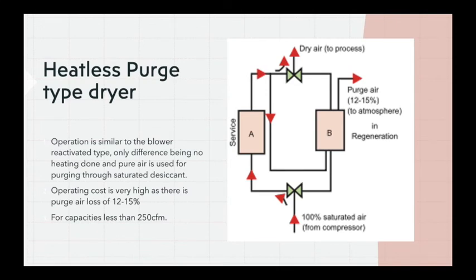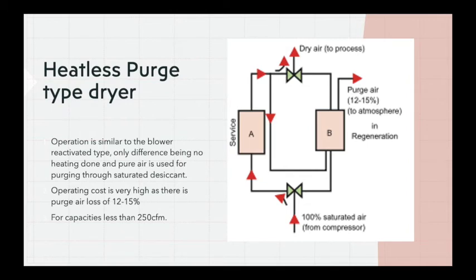Next come the heatless purge type dryers. In the heatless purge type dryer, for the vessel which has been exhausted, we pass dry saturated air through it. This dry air tapping is taken from the outlet of the dryer which is in service. Once this tapping is made to pass through the dryer which is in regeneration mode, it comes in contact with the silica and alumina gel and takes all the moisture from these desiccants, and the air goes into the atmosphere.